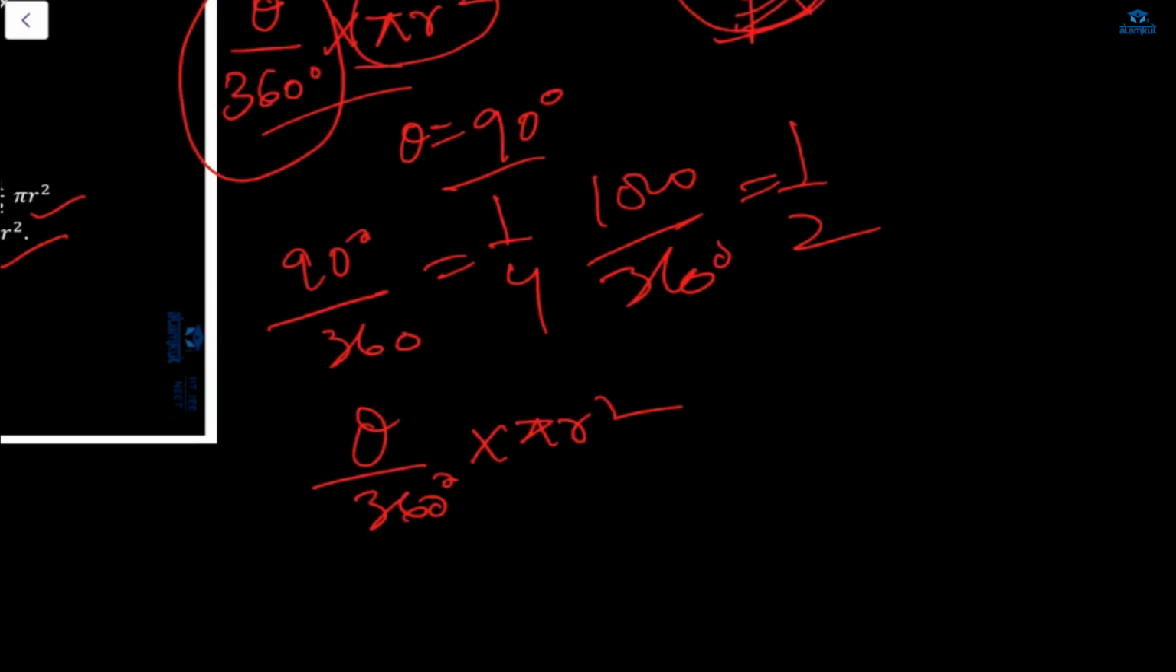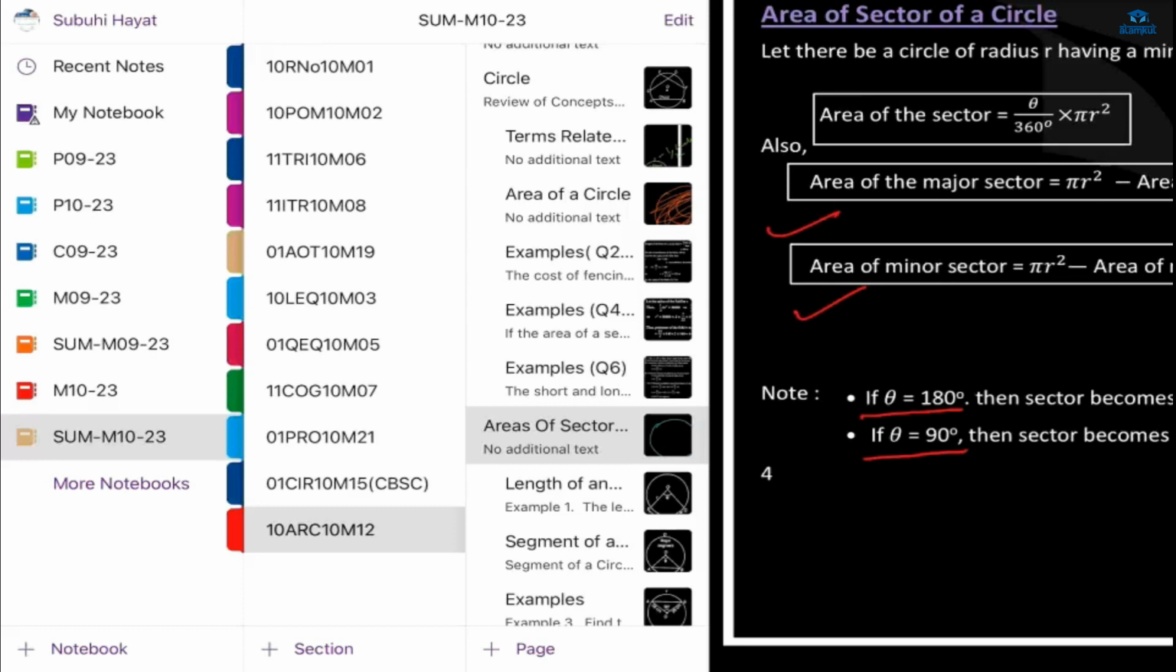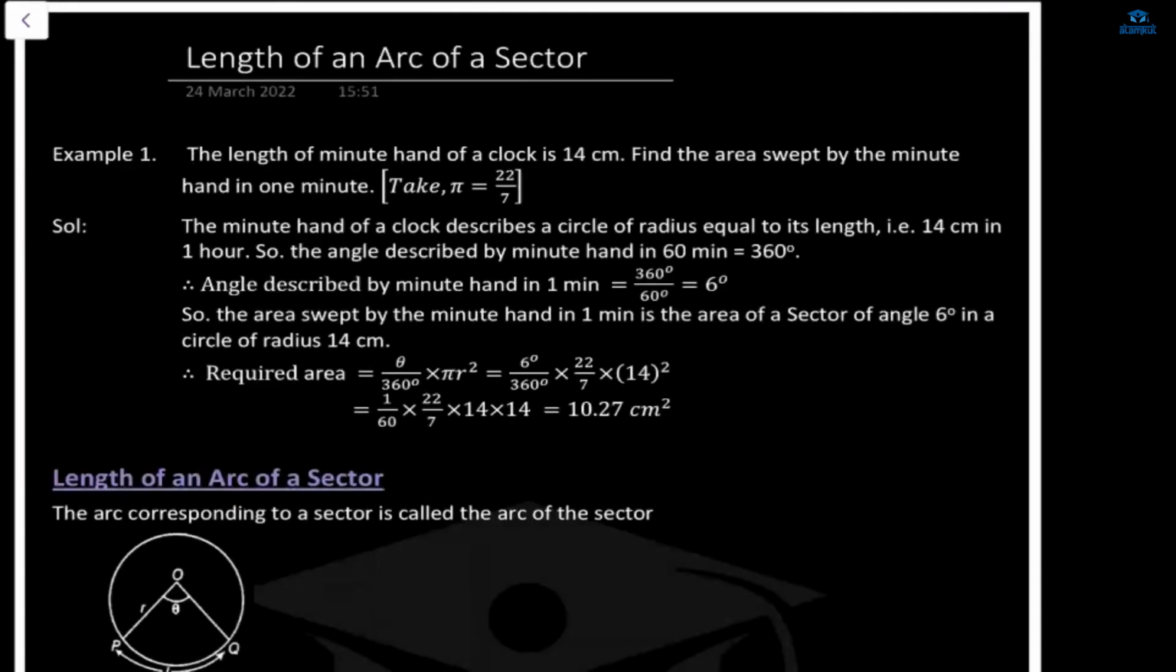So you can remember this as a main formula, theta upon 360, because this formula will work in any condition, for any degree of your circle, whatever the degree is. So this is your very important formula. Now let's see one of the questions, and then we will see the circumference.